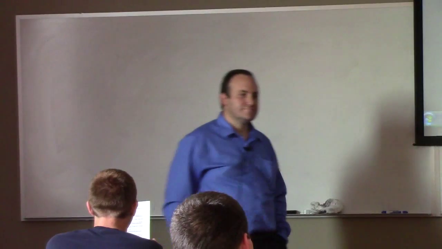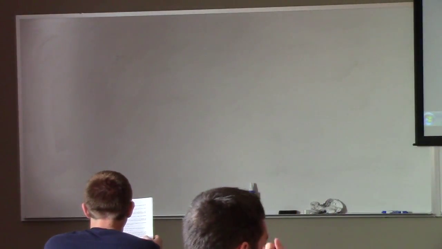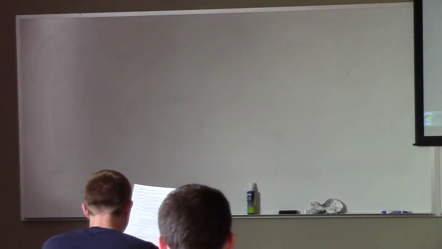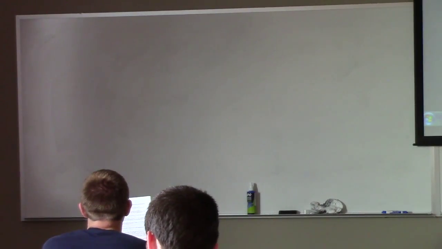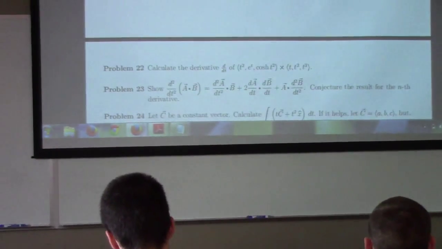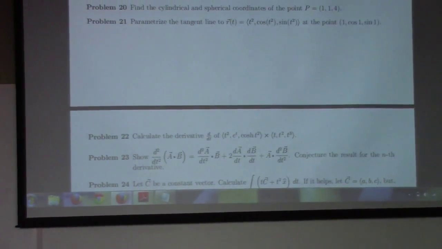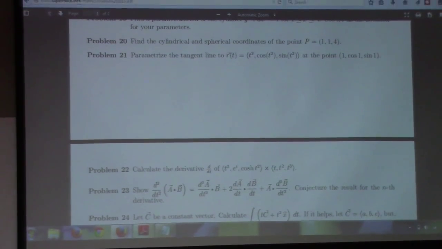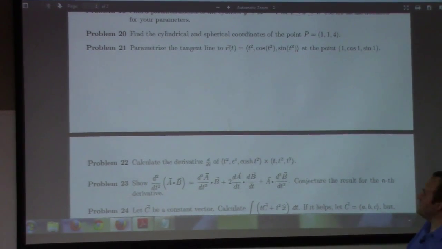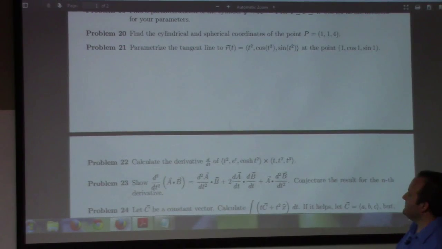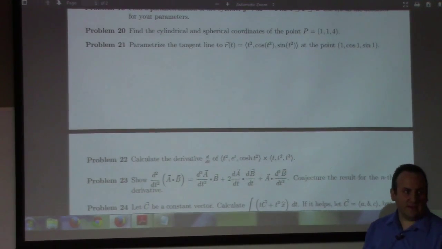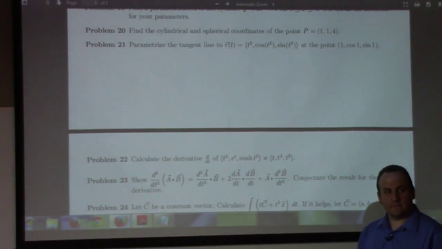Yes. In problem 21, I'm still kind of fuzzy on how you know if it's just t or like t minus 1 or like what goes on in front. Oh, well, I didn't pin you down there. So you could parameterize this tangent line. You could do either t or you could do t minus 1. Either would be right.